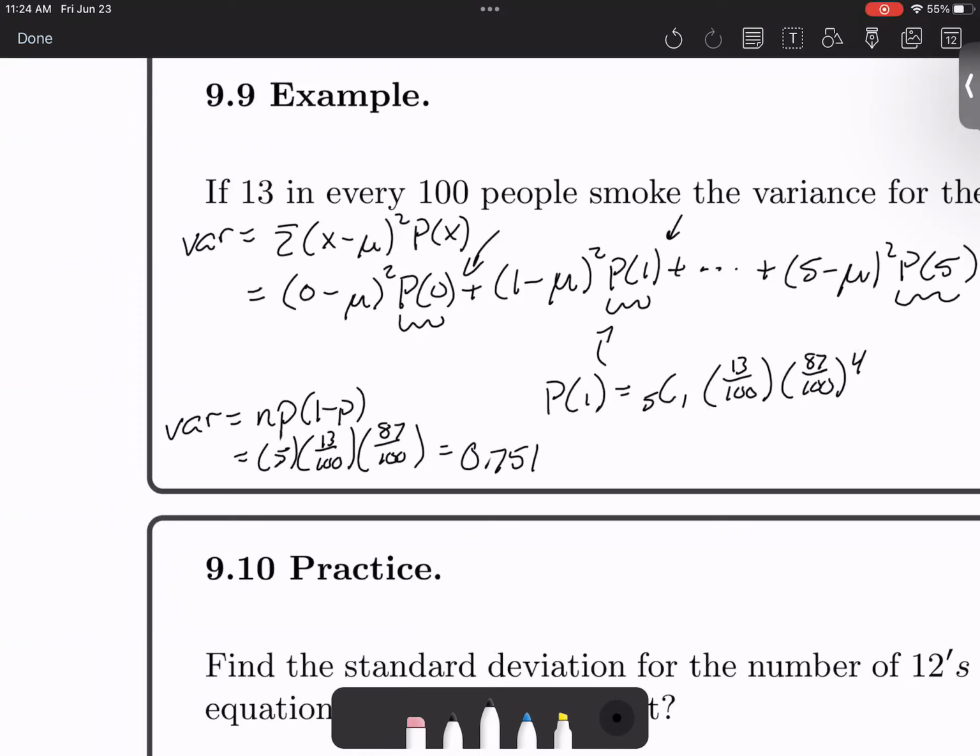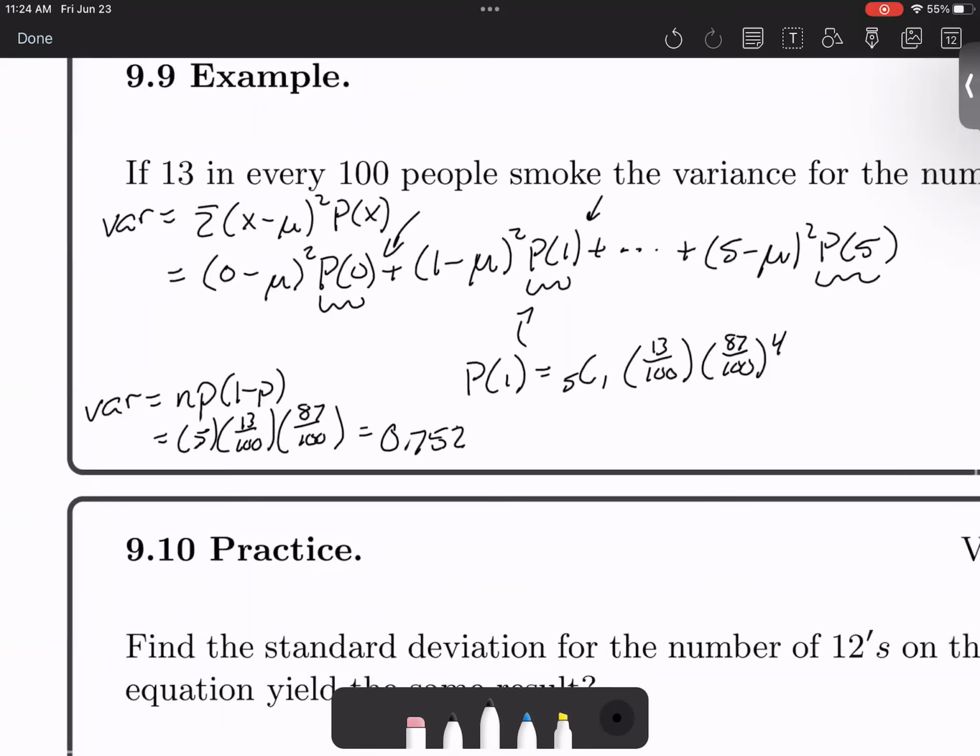0.751. Actually, let's round that up to 2. So that's my variance. Oh, no, sorry, that's my square root. That's after I take the square root. My variance is going to be 0.5655.